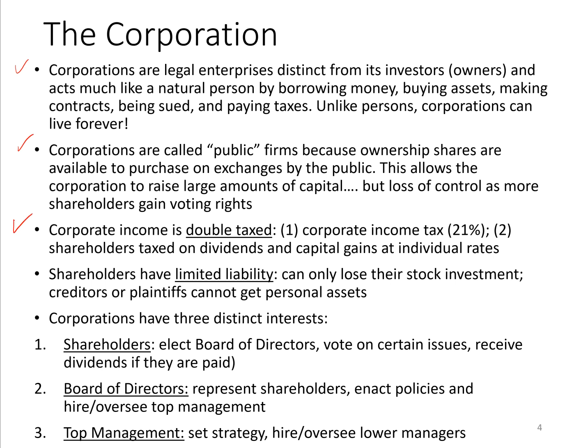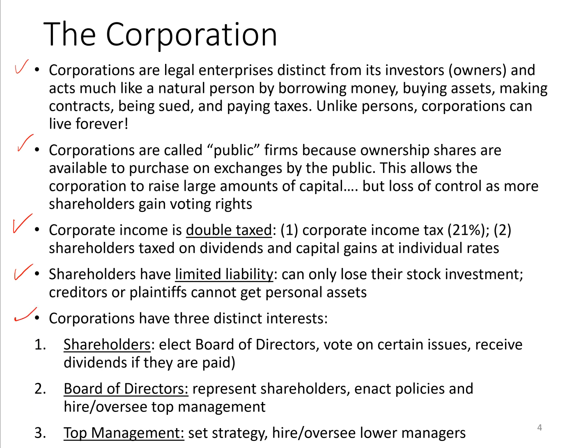The corporation is double taxed. It's taxed at the corporate level, corporate income tax, now 21%. However, when shareholders get dividends or capital gains from the sale of the stock, they're also taxed again. So there is double taxation. Shareholders have limited liability. In other words, if I own a stock in a public company, I can only lose my investment. They can't go after, say, my house.